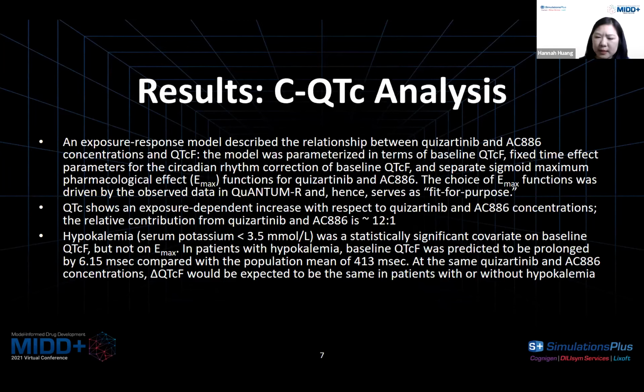Based on the parameter estimate, the effect of quizartinib on QTcF is approximately 12 times the effect of the metabolite AC886. With the covariate analysis, hypokalemia was found to be a statistically significant predictor of the baseline QTcF, but not a statistically significant predictor of the maximum effect caused by the concentration. In patients with hypokalemia, their baseline QTcF was predicted to be 6.15 milliseconds longer than the population mean.